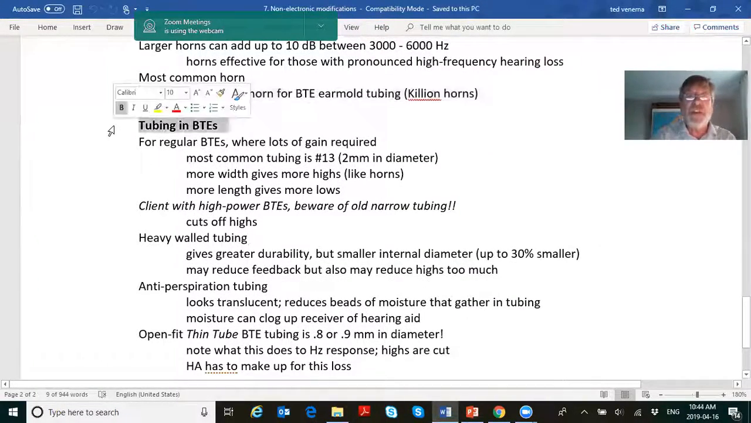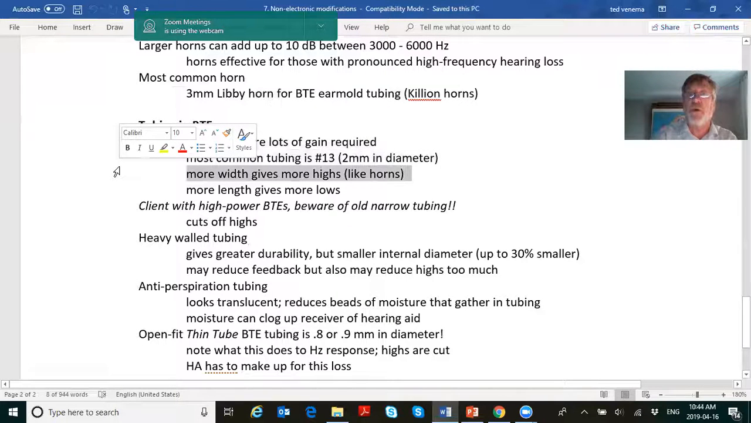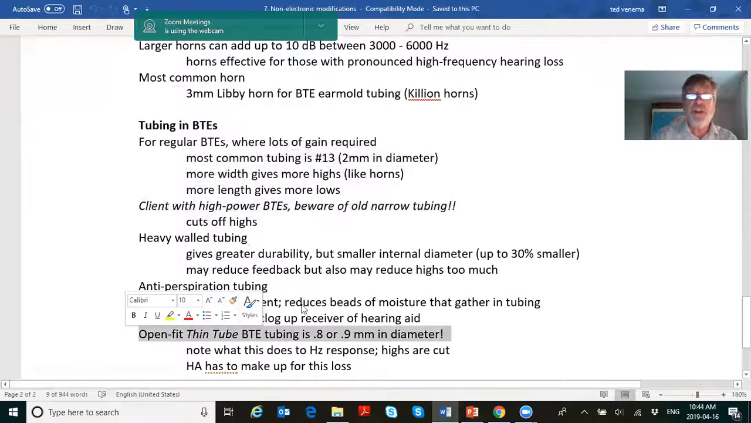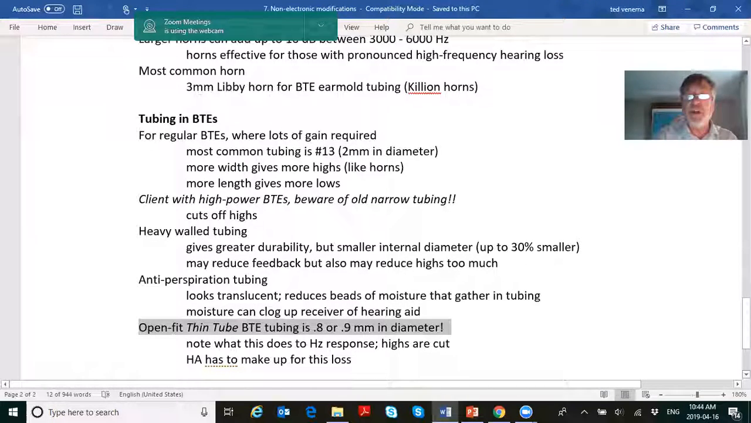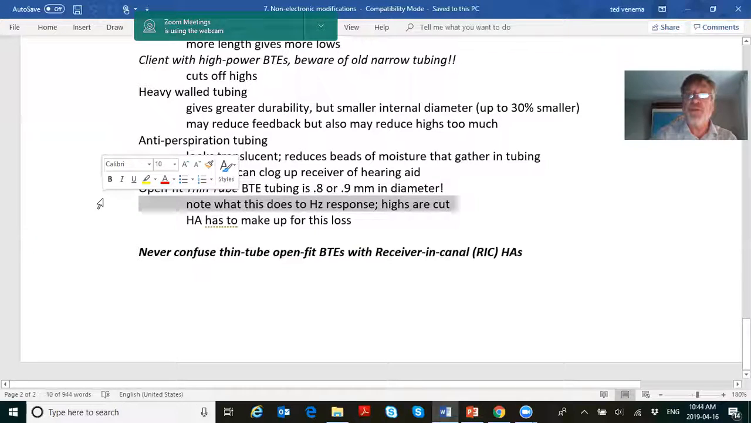Tubing in BTEs, for regular BTEs where lots of gain is required, the most common is number 13, 2 millimeters. More width gives more highs, like a horn. Clients with high power BTEs, again, beware of old narrow tubing, so you'll have to change that. Open fit thin tubing is narrower in diameter. Note what that would do to the frequency response.